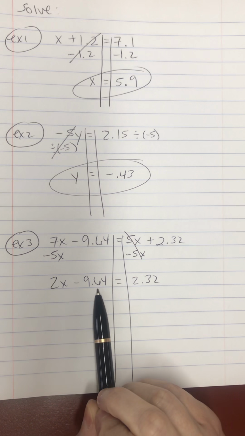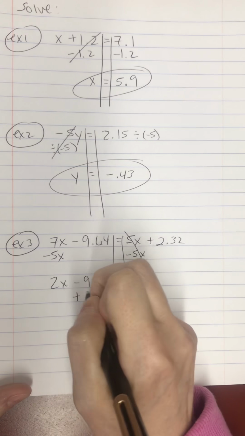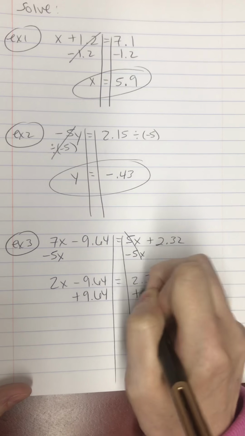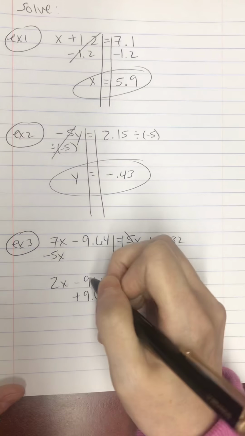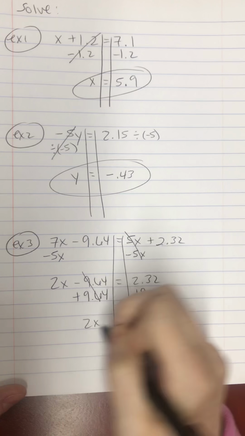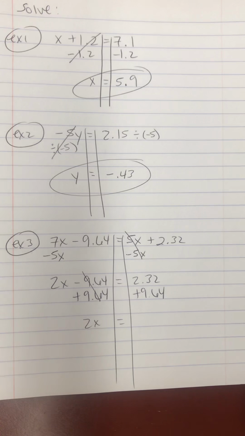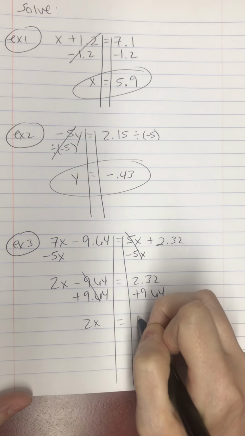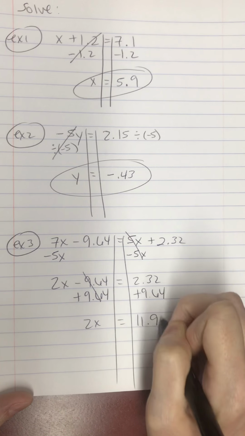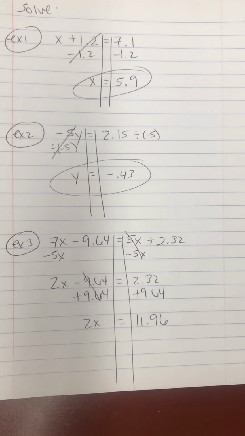We've got a minus 9.64, so the opposite of that is to add 9.64, right? We're going to add 9.64 to both sides. And so now we get 2x equals 2.32 plus 9.64. So that equals 11.96.